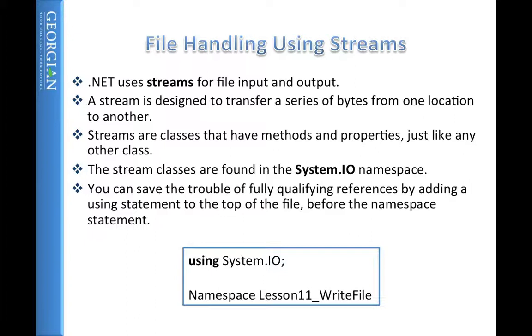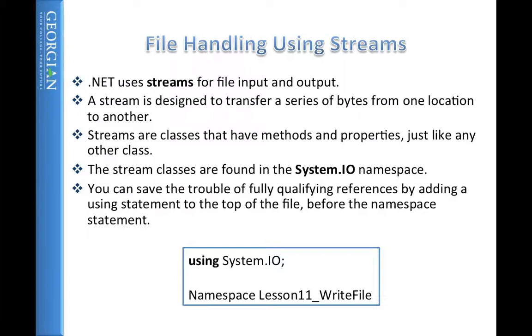With the simple file I/O, we were limited to just using text files, and you can also use XML files as well. But with .NET file handling, we can also use binary files, which we're not going to touch in this course. Again, it's kind of out of scope, but it allows us to do other kinds of file handling as well. So that's what the advantage is. A stream is designed to transfer a series of bytes to one location. It's got methods and properties just like the simple file I/O that we just saw.